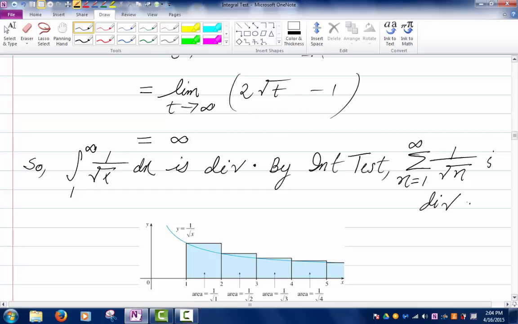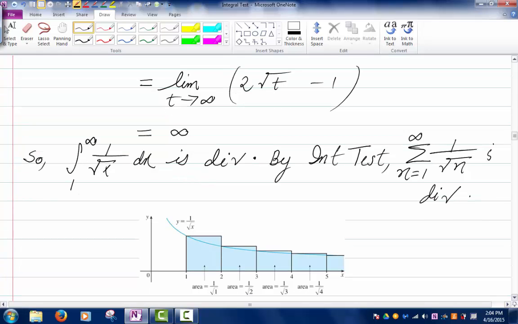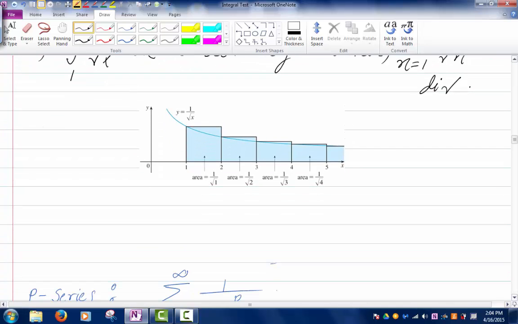So once again, you don't need to look at the graph of 1 over root x, but I'm going to show you what's going on in the graph. Because the integral from 1 to infinity of 1 over root x is convergent, it means that the area below the graph of 1 over root x from 1 to infinity is finite. And the series that we have in hand, you can think of the sum of the series as the total area of the rectangles that I drew. If you look at the total area of the rectangles I drew, that's exactly our series.